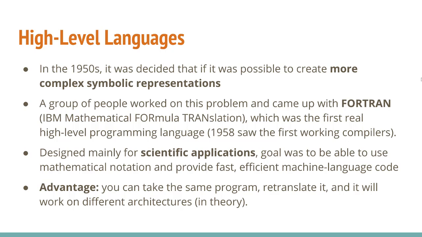In 1958, we saw the first working compilers, and it's still used today in the scientific community and elsewhere. It's designed mainly for scientific applications, and the goal was to be able to use mathematical notation as well as provide fast and efficient machine language code. Now, one big advantage of high-level languages is that you could take them after you've written the programs and move them from one computer to another. As long as you had a compiler for that specific machine, it would do the translation. Now, this is in theory what should happen, but of course there are some bumps along the way here and there.